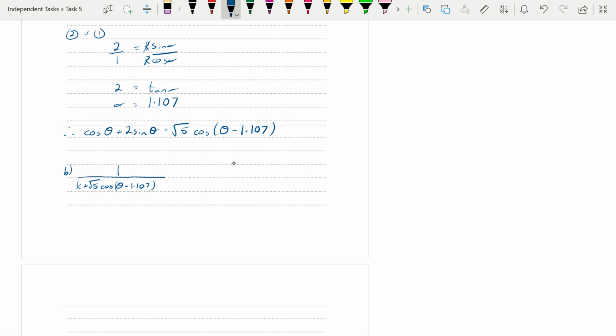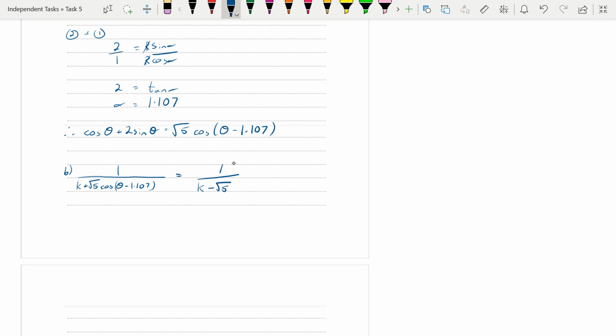Okay, that's me rewriting it. Now, I'm talking about the maximum of this, okay? So this fraction is the maximum when the denominator is the minimum, so as small as it possibly can. So I'm going to make this as small as I can. Now I'm looking at the cos, and I know that goes between 1 and -1. So I'm going to make it -1.